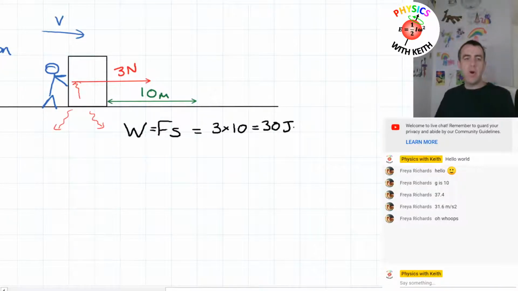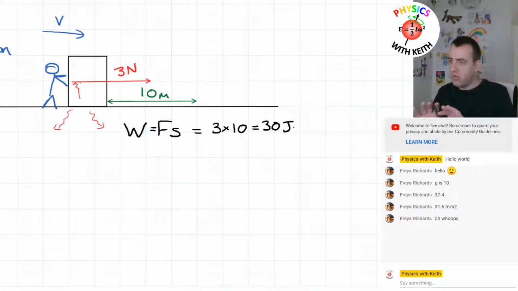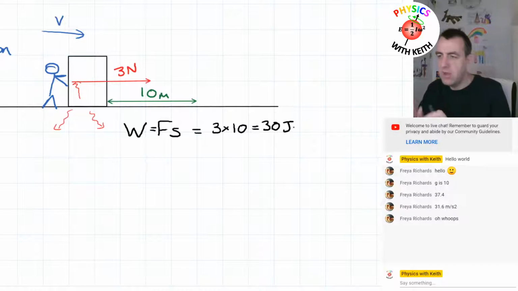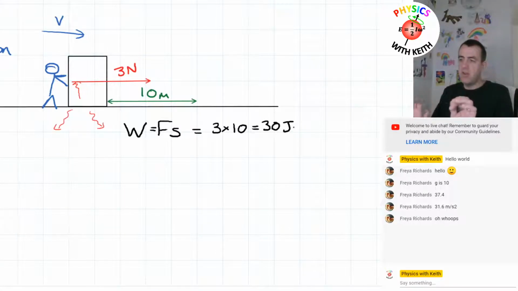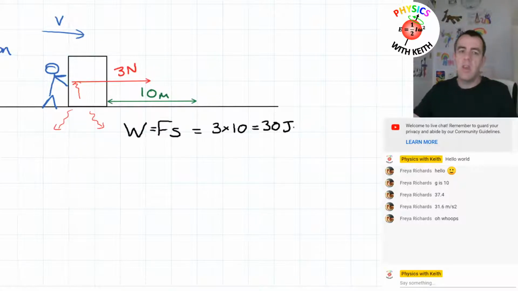Now what if I pushed the box with half of the force, but I pushed it across the same distance, but I just pushed it with half the force? What would happen to the amount of energy I dissipated as heat? I push the box with half the force, but I push it the same 10 meters. I just don't push it as hard. I push it with half the force, maybe 1.5 newtons. What happened to the energy I dissipate? Looking at the equation.